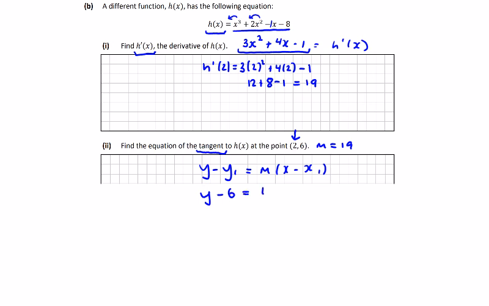So y minus 6 is equal to 19 times x minus 2, which got full marks in the exam. You didn't have to simplify it any further, but simplify it. Y minus 6 is equal to 19x minus 38. 19x minus y minus 32 is equal to 0.